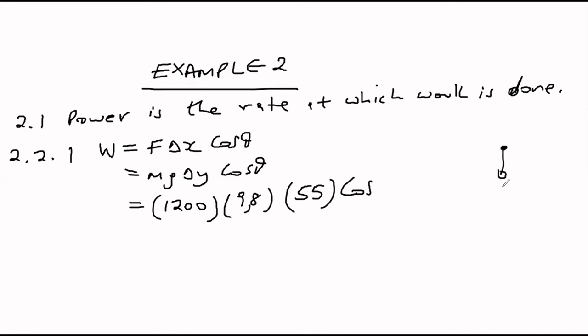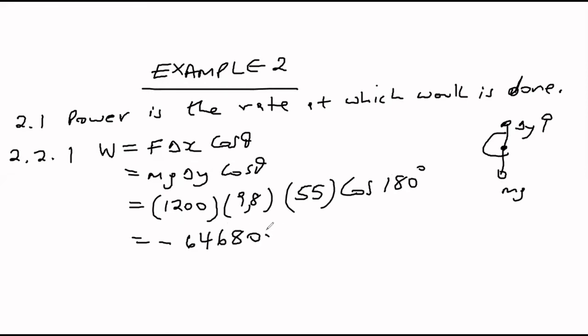Gravity is acting downwards, but the cage is moving upwards, which means delta Y is upwards. So the angle in between is 180 degrees. Let's calculate 1,200 times 9.8 times 55 cos 180. The answer is negative 646,800 joules. That is the work done by gravity. So it's negative 646,800 joules. Let's go to the second question.